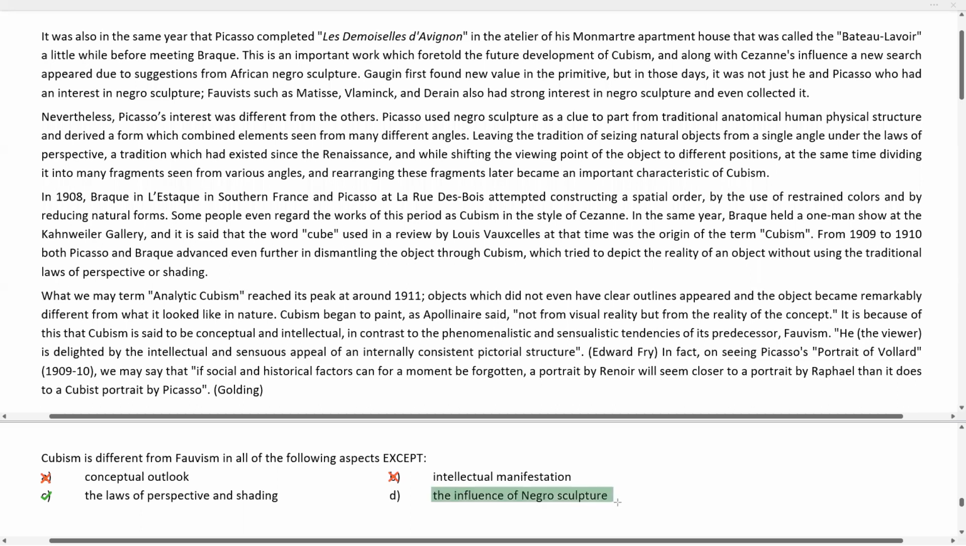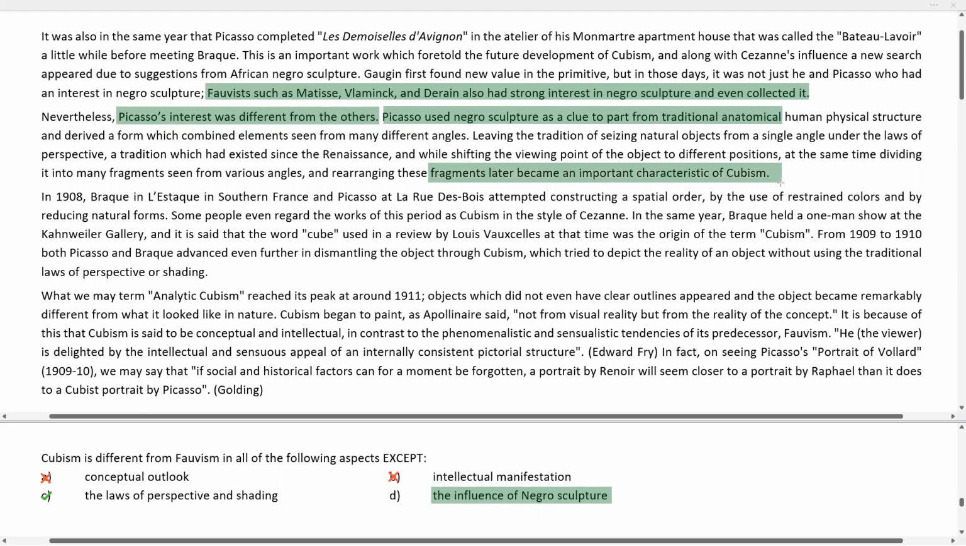Option D says the influence of Negro sculpture. This might be a little confusing, but we have already established this point in a previous question. We see it here that while Fauvists were interested in Negro sculpture and even collected it, Picasso's interest in Negro sculpture was different from the others. Picasso used Negro sculpture as an influence on his work, which later came to be characterized as Cubism. That is the essence of the second paragraph.